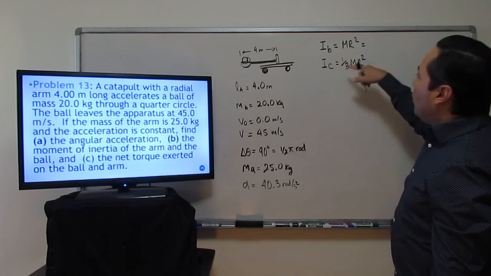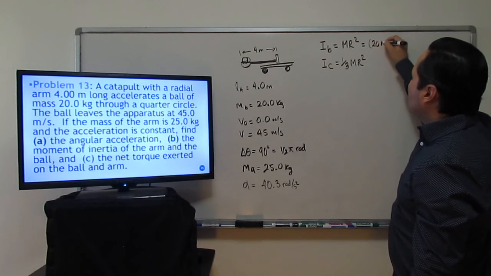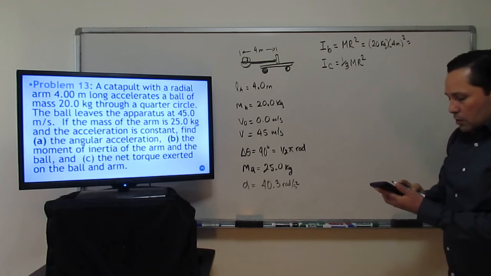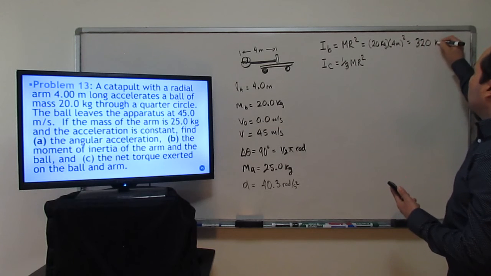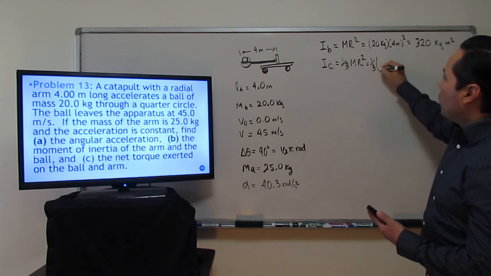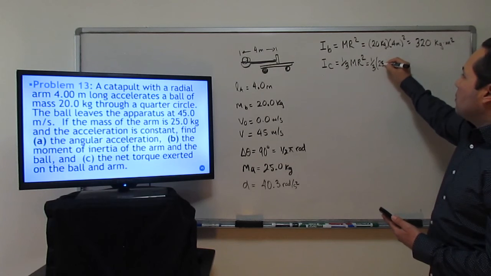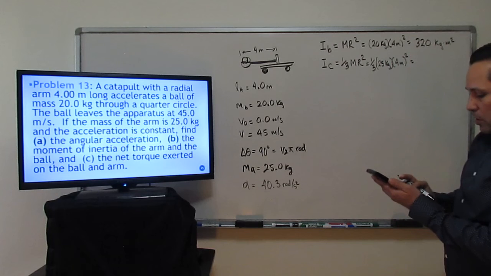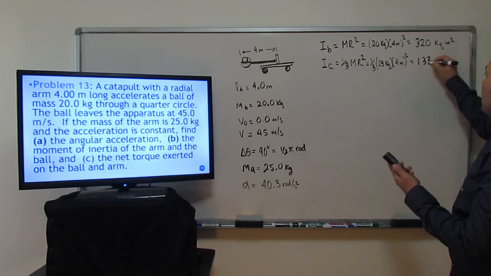All right, so the moment of inertia of the ball is going to be the mass, which was 20 kilograms, multiplied times the radius, which is 4 meters squared. So it's going to give us 20 times 16. That gives us 320 kilograms times meter squared. For the arm, it is 1/3 the mass of the arm. The mass of the arm was 25 kilograms. Same length, 4 meters squared. So it's going to be 25 times 16 divided by 3, which gives us 133. We're going to round it to that.